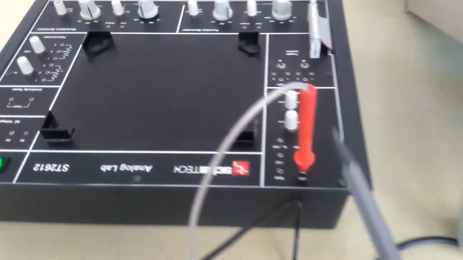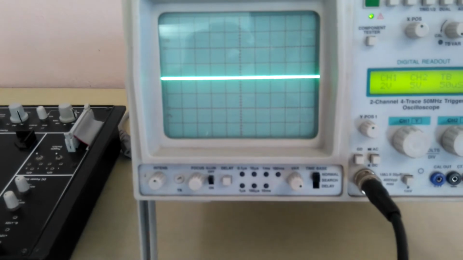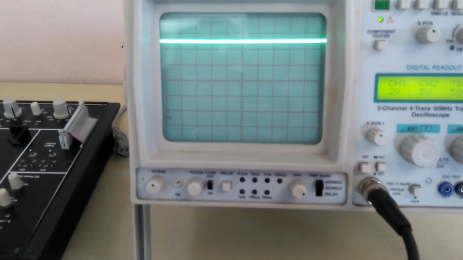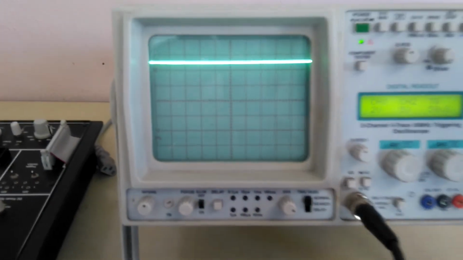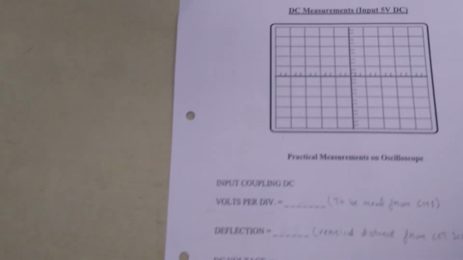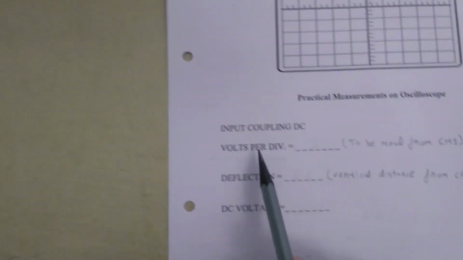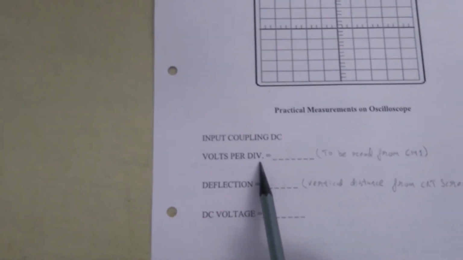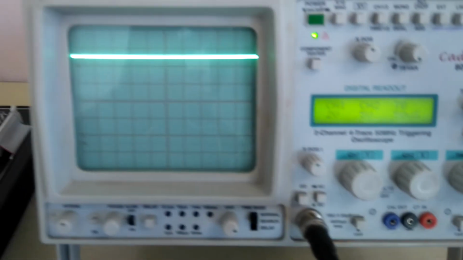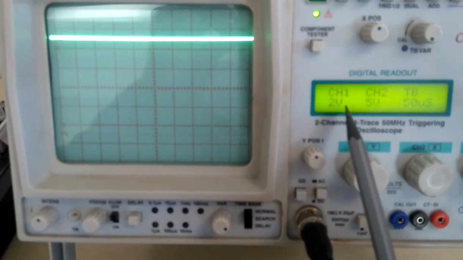5 volt is supplied to the CRO, and we have to find out by pressing the button. This is the result we are getting. We have to find out the divisions. First of all, what is the calculation involved in this? Let's see. This is the input coupling DC. We have to find volt per division. This can be read from the CRO from channel 1. Channel 1 is right now showing the reading 2 volt. We can write here 2 volt.